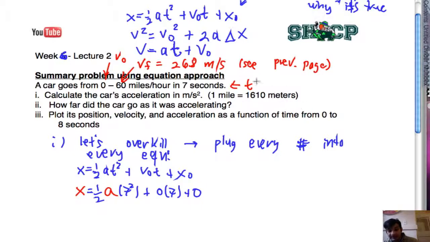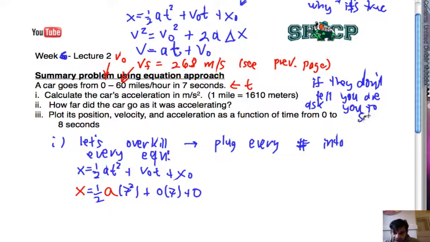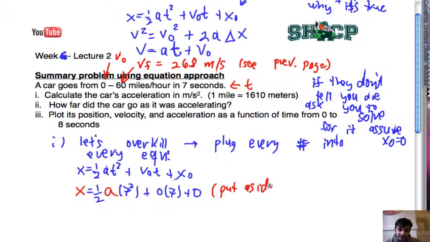Again, that hint that I gave you in class last time: if they don't tell you or ask you to solve for it, assume x naught is 0. So we're going to do that right here. So this equation has 2 letters missing, so we just put this aside and try our next equation.